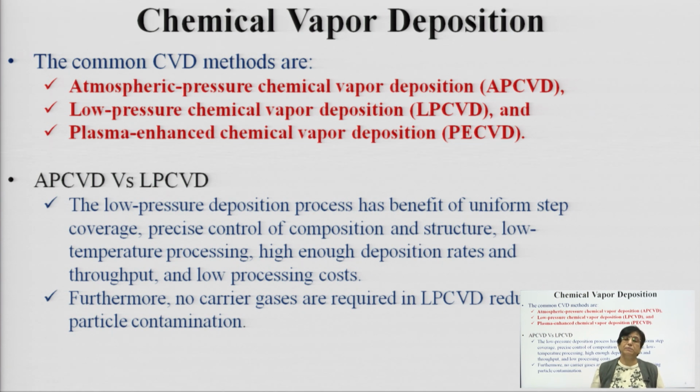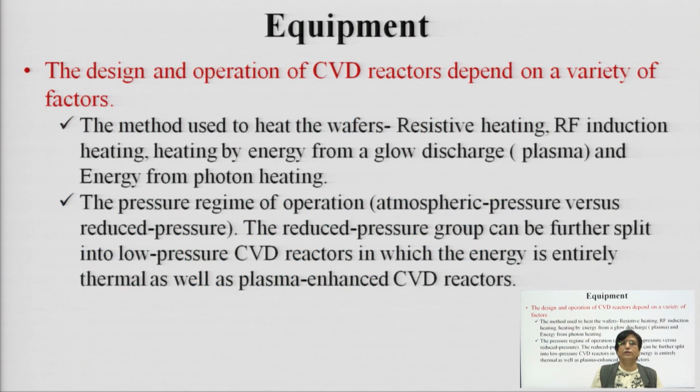What control? It is basically the layer which is getting deposited that can be controlled, because you are having a low temperature process. Good stoichiometry, good profiles can be obtained, and the crystal orientations can be controlled. It is a low pressure process. Furthermore, no carrier gases are required in low pressure chemical vapor deposition, and therefore you can restrict the contamination. Now, what is the equipment which is being used for this particular technique?